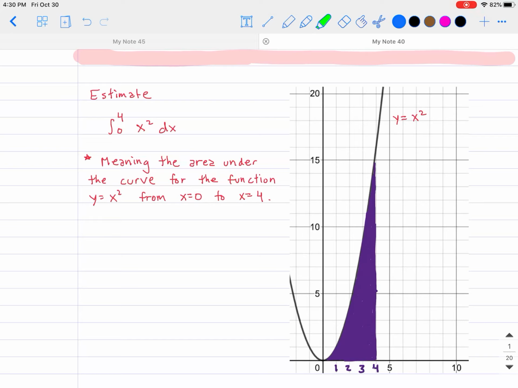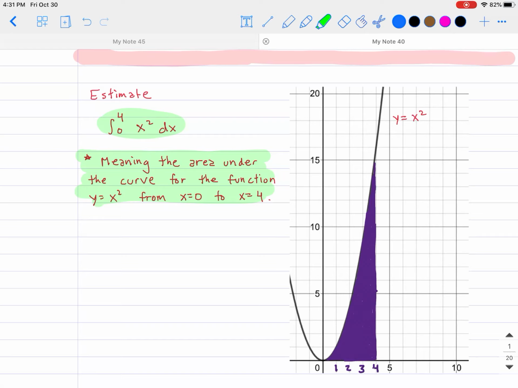So here is an example question. I want to find the area under the curve for the curve y equals x squared from 0 to 4. This notation is basically the representation of that. The way we read it is the integral from 0 to 4 of x squared dx, which basically means find the area under the curve for x squared from 0 to 4 for x. That's the idea behind the notation.